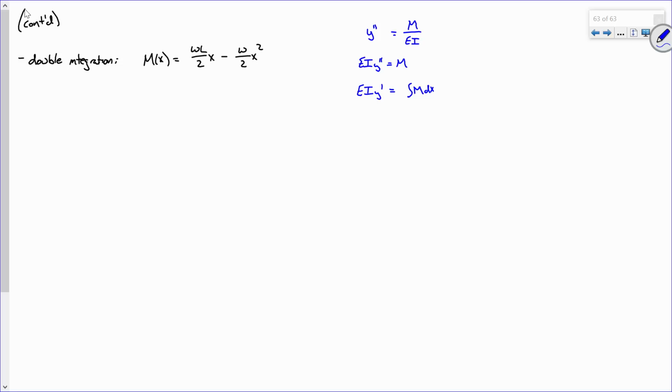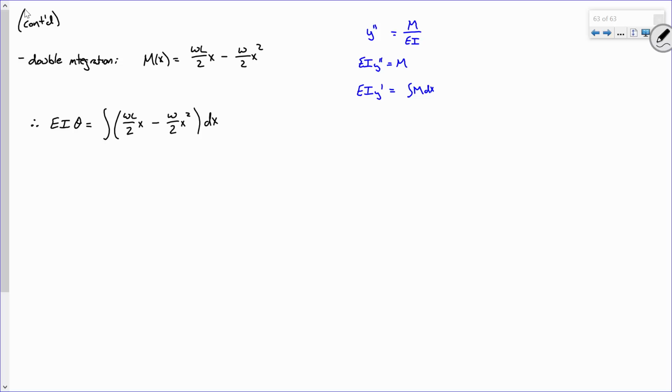So I propose to you that we can say, therefore, EI times the slope is the integral of that. Now keep in mind this is double integration, so we're going to integrate twice.